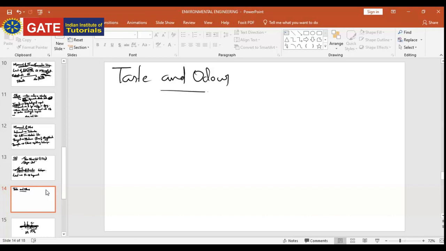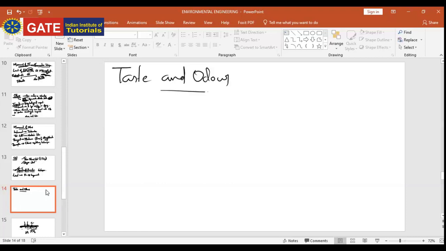Now, what is the major reason behind taste and odor in water? Can you guess? I am asking in real life, like when we have odorous water or bad tasting water, what may be the major reason behind it? Other components may be present inside it, but the major reason is dissolved gases.